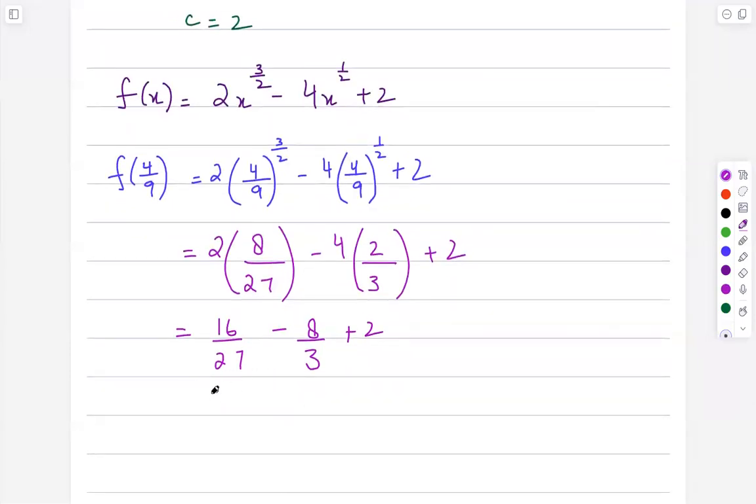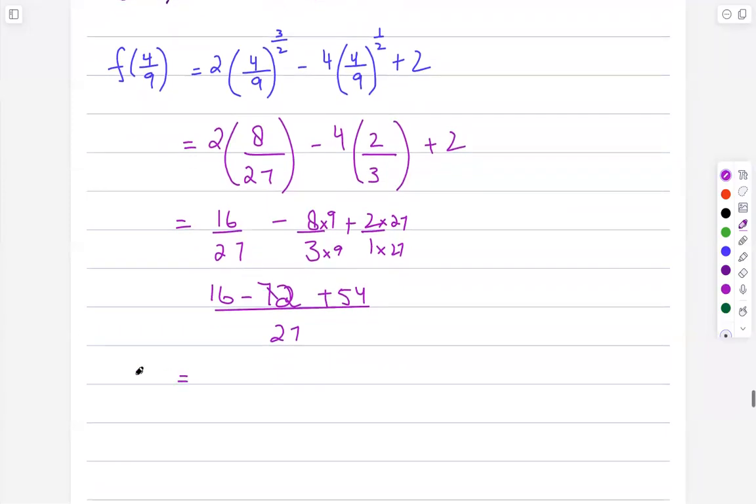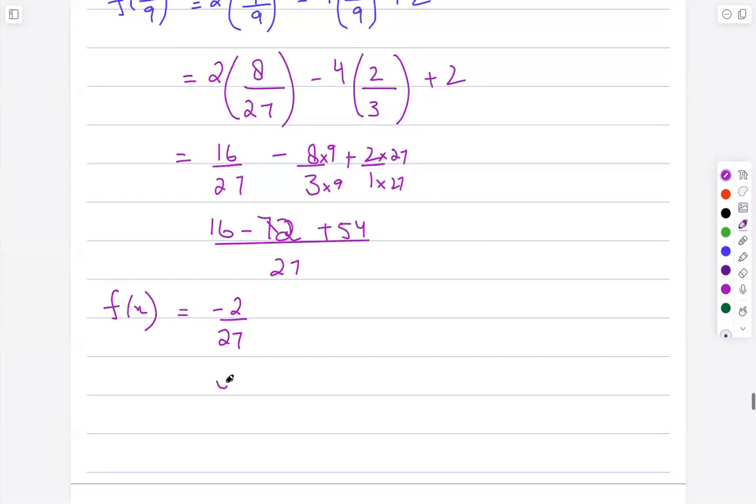Taking the LCM and simplifying, the 8 upon 3 will multiply by 9 on top and bottom, so this will be 16 minus 72. And the denominator of 2 is 1, so this will multiply by 27, so this will be plus 54 upon 27. So 16 plus 54 is 70, and 70 minus 72 is minus 2. So the value of the function f of x, or the value of y, will be minus 2 upon 27. So we can say that the y coordinate for A will be minus 2 upon 27.